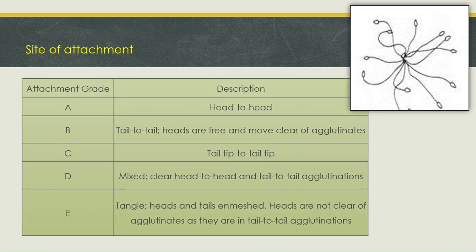Site of attachment. Attachment grade. A. Head to head. B. Tail to tail, heads are free and move clear of agglutinates. C. Tail tip to tail tip. D. Mixed, clear head to head and tail to tail agglutinations. E. Tangle, heads and tails enmeshed. Heads are not clear of agglutinates as they are in tail to tail agglutinations.